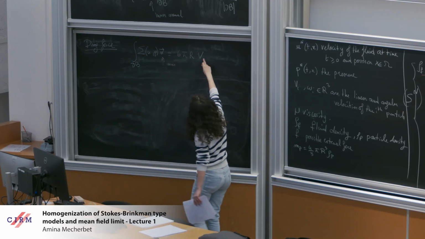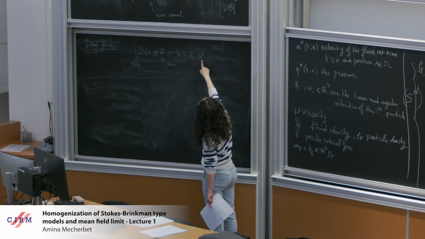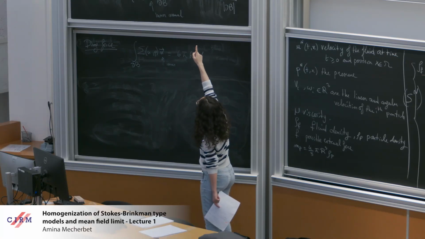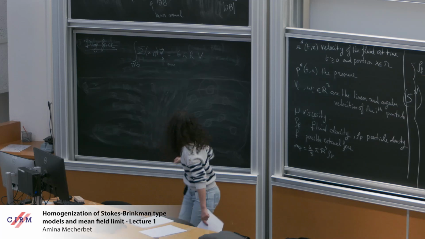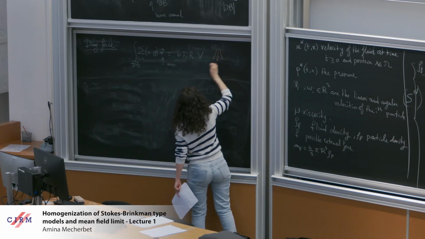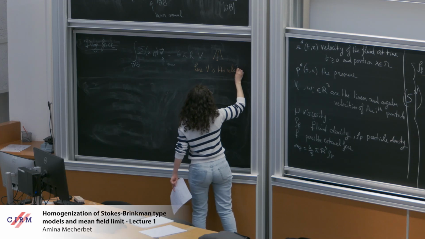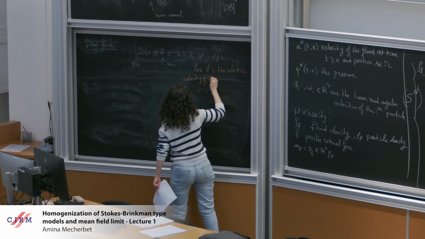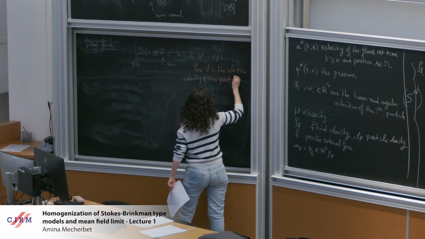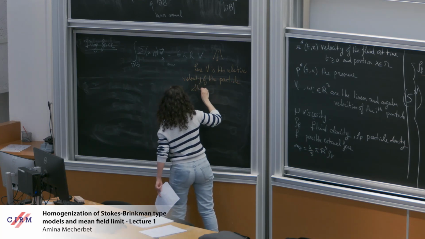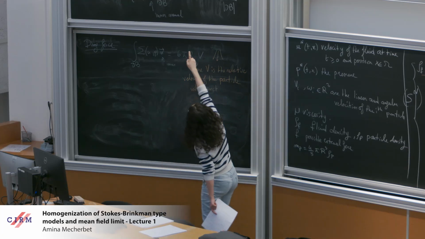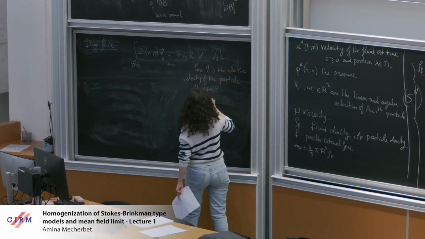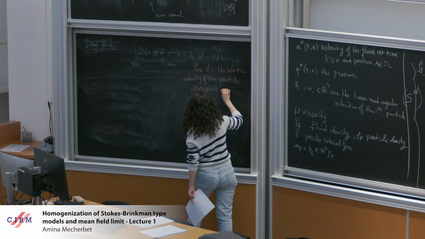And what I would like to emphasize is that the velocity here is the relative velocity of the particle with respect to the fluid velocity at infinity. This is important because here V is the relative velocity of the particle with respect to the velocity of the fluid at infinity, which is taken to be 0 in this example, but it will not be the case in general.